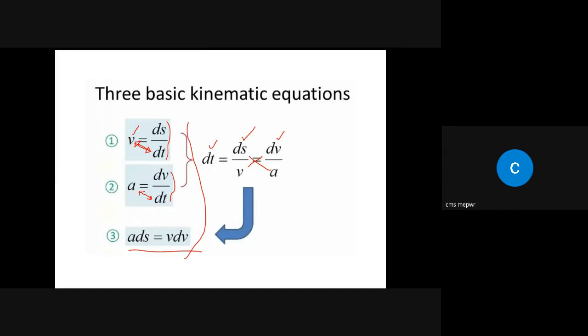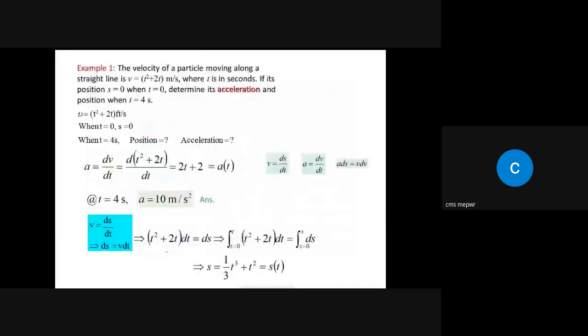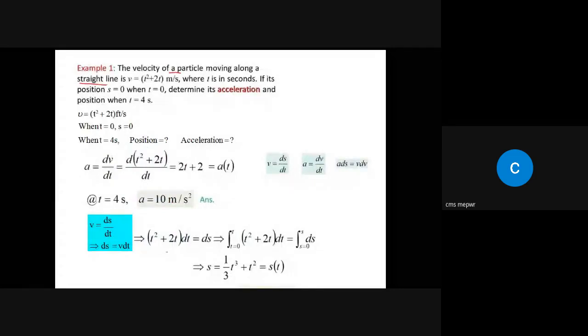Okay, let's have a problem. The velocity of a particle moving along a straight line, meaning rectilinear motion, is given by this equation, where t is in seconds, s is in meters. If the position s is equal to 0 when t is equal to 0, meaning at time t equal to 0 the position of the object is 0, determine the acceleration and position when time t is equal to 4 seconds.